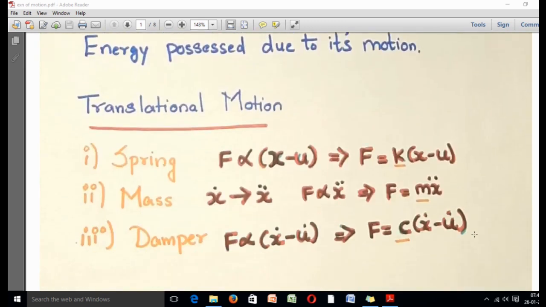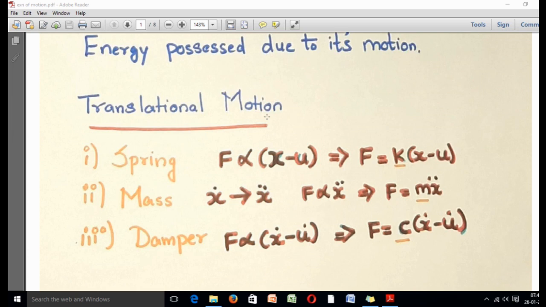Now let's talk about translational motion. We are discussing the equations of motion, and there are three types of motion: translational, rotational, and vibrational. Over here we're talking about translational motion, specifically motion in a straight line. Example: a bullet being fired from a gun. The motion of the bullet is a straight line.